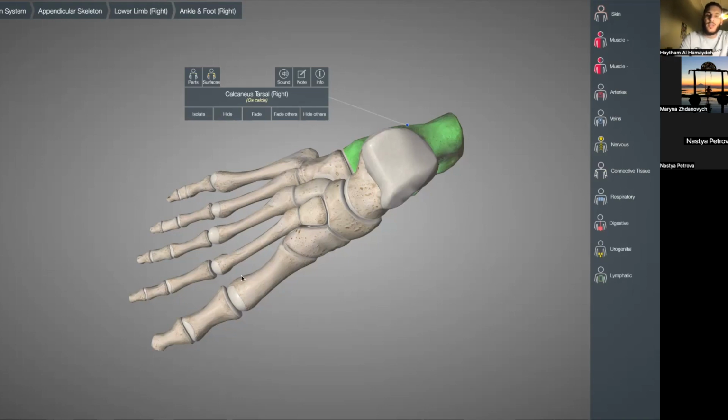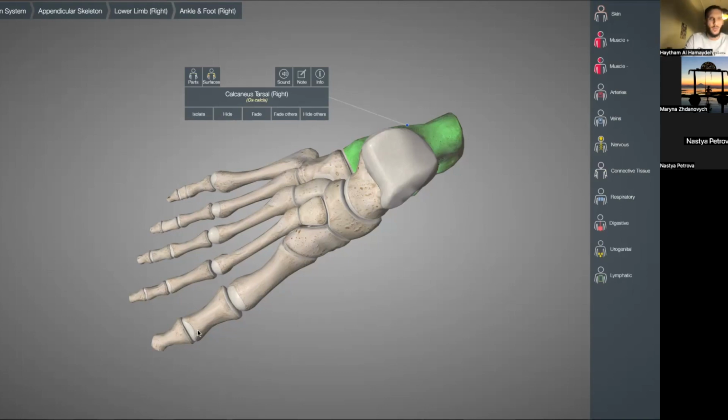Now, the joints between the metatarsals and the proximal phalanges are the metatarsophalangeal joints, and these are between the head of the metatarsal bones and the base of the phalanges.